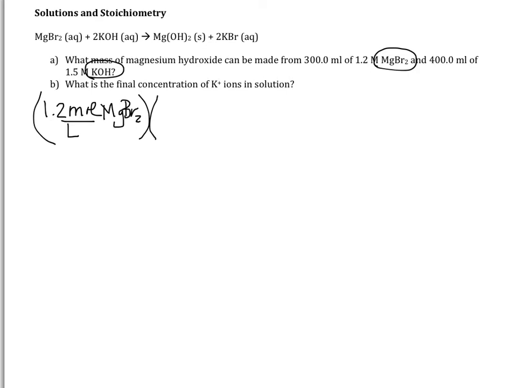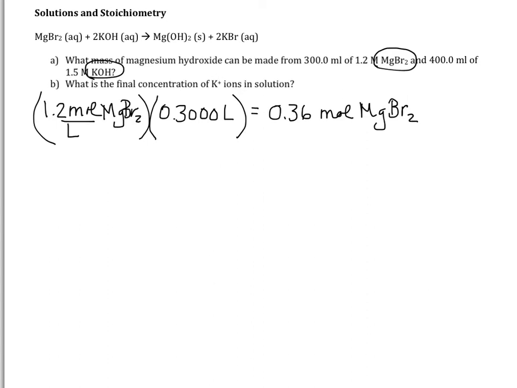and I have 0.3000 liters. And so that gives me 0.36 moles of MgBr2. This number makes sense to me because I have less than a liter, and what the molarity tells me is that when I have a liter, I have 1.2 moles. So if I have less than a liter, I should have less than 1.2 moles. So that's how many moles of magnesium bromide we have.